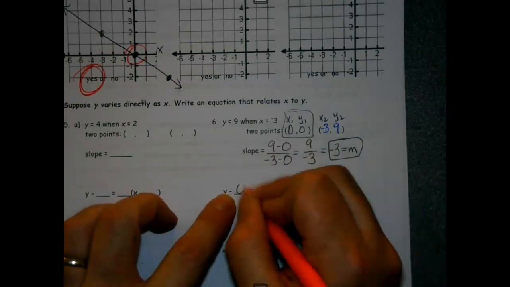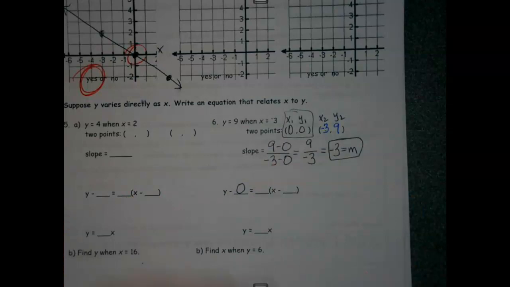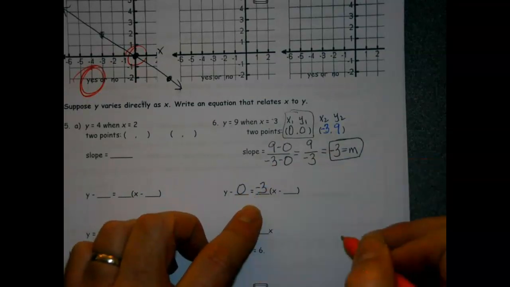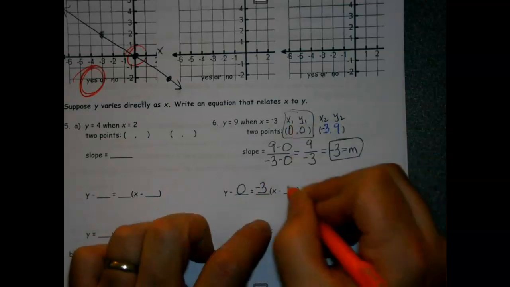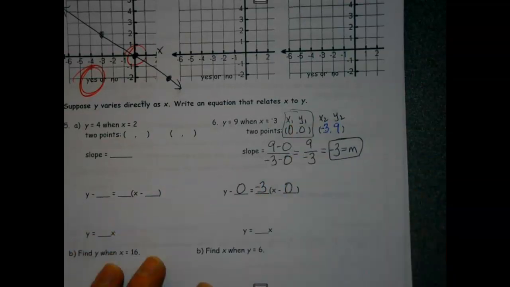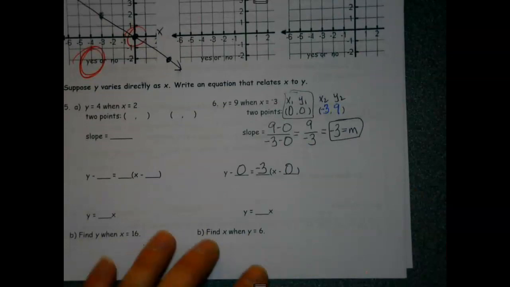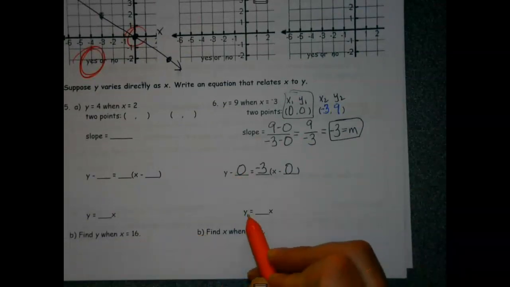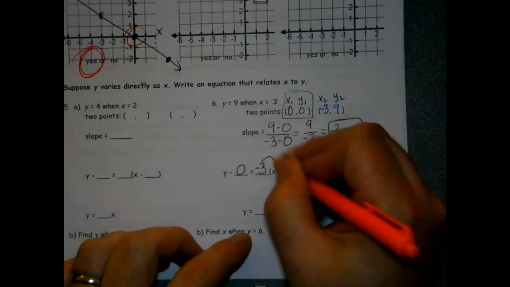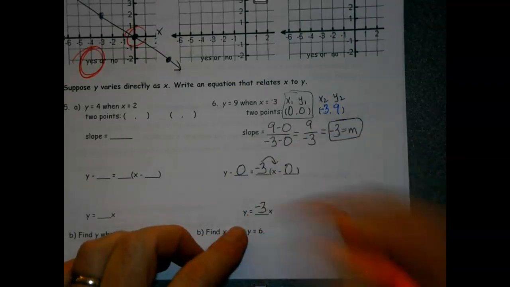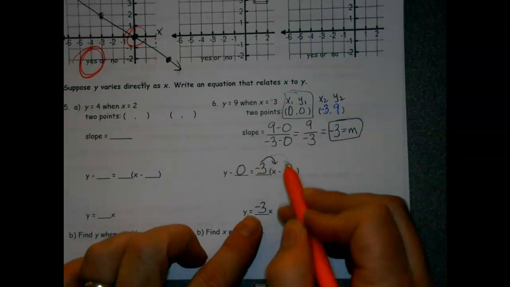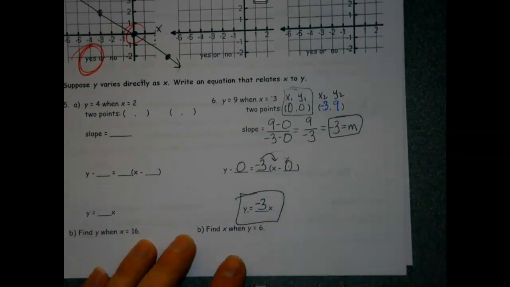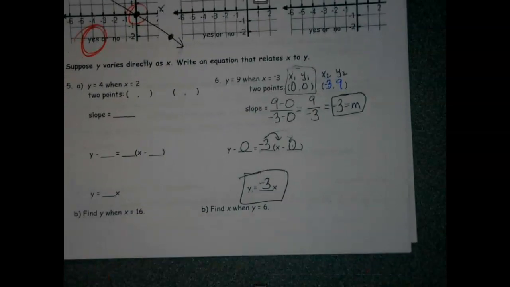y minus y1 equals m times x minus x1. y minus 0, just y. Woo! -3x. 3 times 0 is 0. I have my direct variation equation.